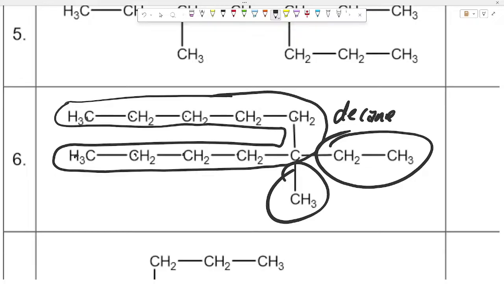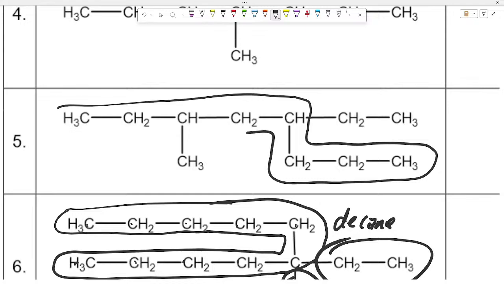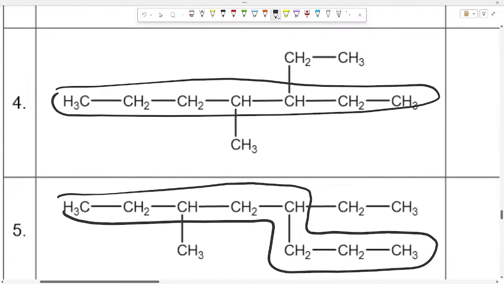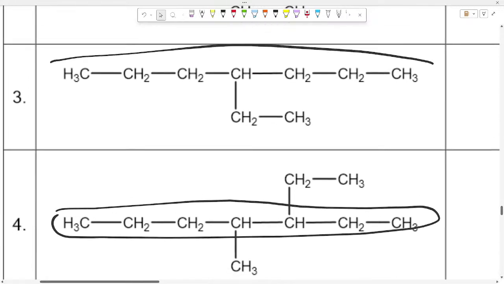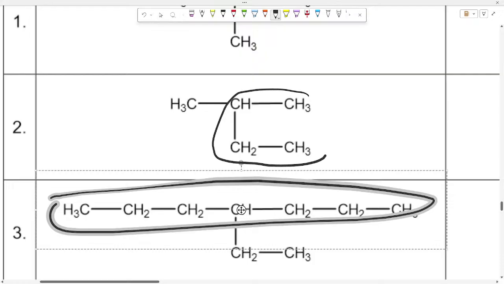Does that mean all the questions I did will be wrong? No, not all. This one has a longer chain. This one, that's your best chain, I think. But this one, that's your longest chain. And this one, that's your longest chain. So just a couple. Oh, this one. That's your longest chain.